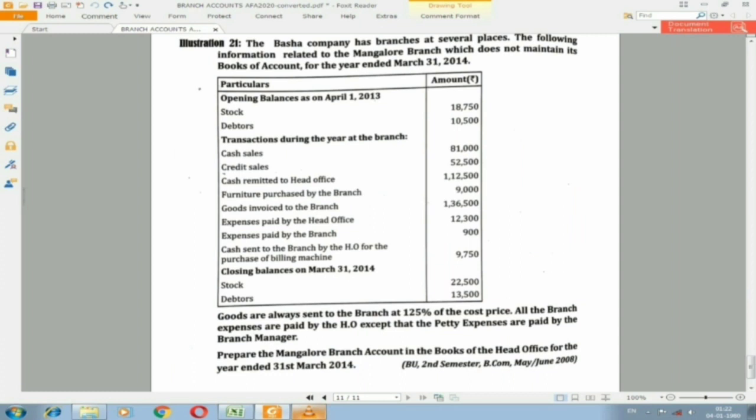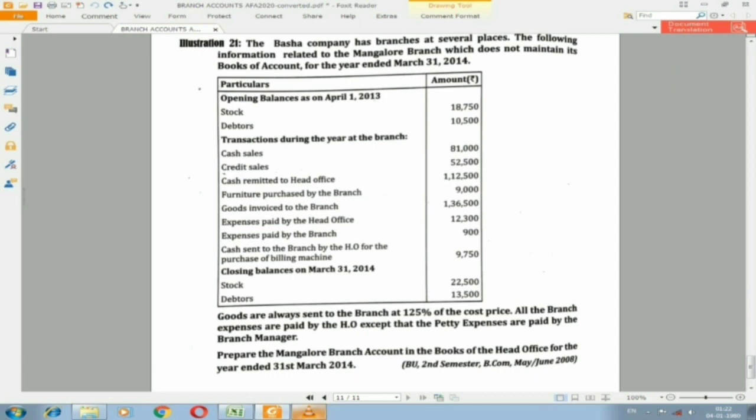Let us start with one more illustration. The Basha company has branches at several places. The following information related to Mangalore branch, which does not maintain its books of accounts for the year ended March 31st, 2014. We have opening balances. On that day we have stock and debtors. Then we have cash sales, credit sales, cash remitted to head office.